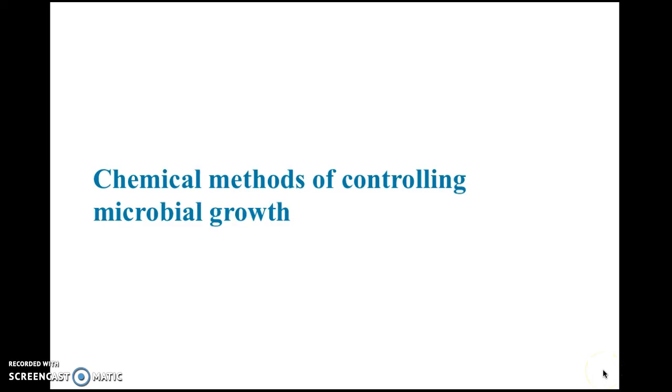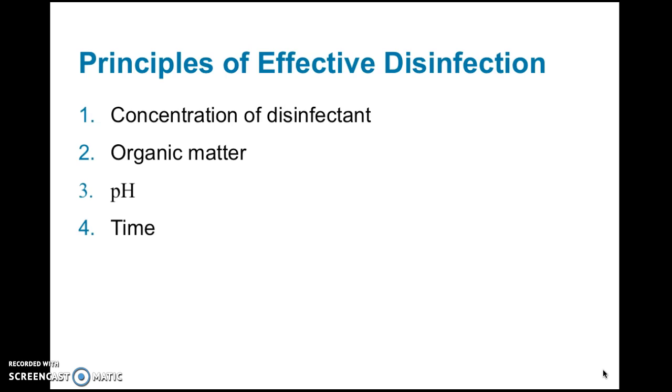Okay, let's talk about the chemical methods of controlling microbial growth. There are 4 principles of effective disinfection that really matter when you're using chemical disinfectants. First is the concentration. You might always think that more is better, but that is not actually true. With certain disinfectants, especially things like certain alcohols, the concentration matters and they actually stop working if they get too concentrated. They need a certain amount of dilution in order for the molecules to react properly. So the correct concentration really matters.